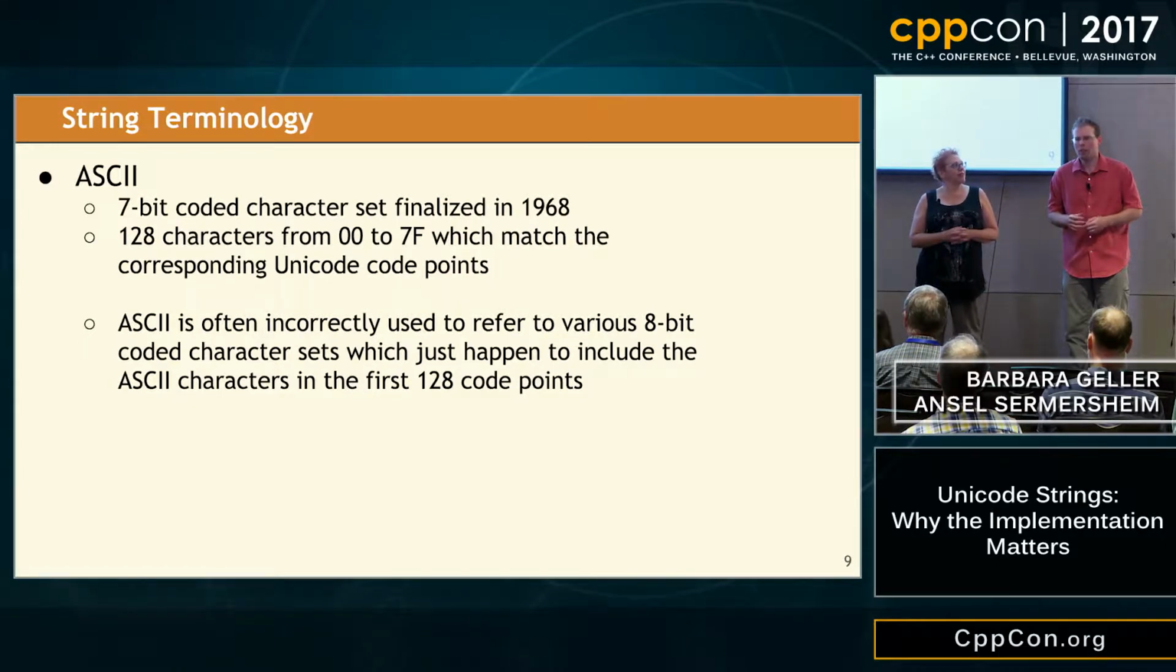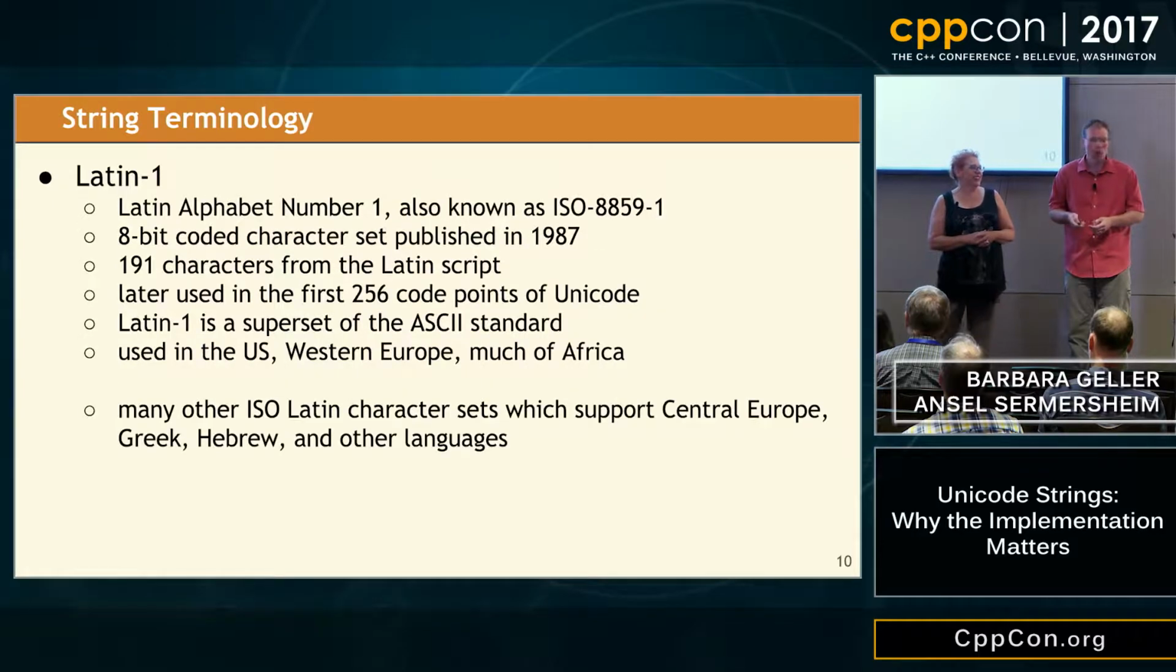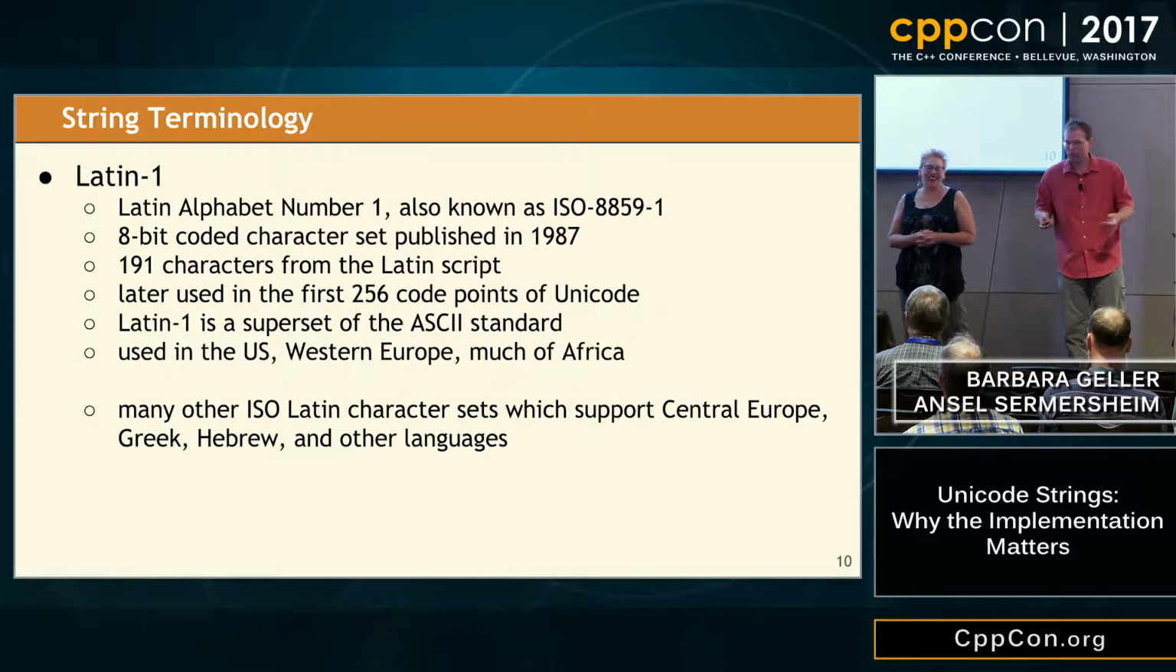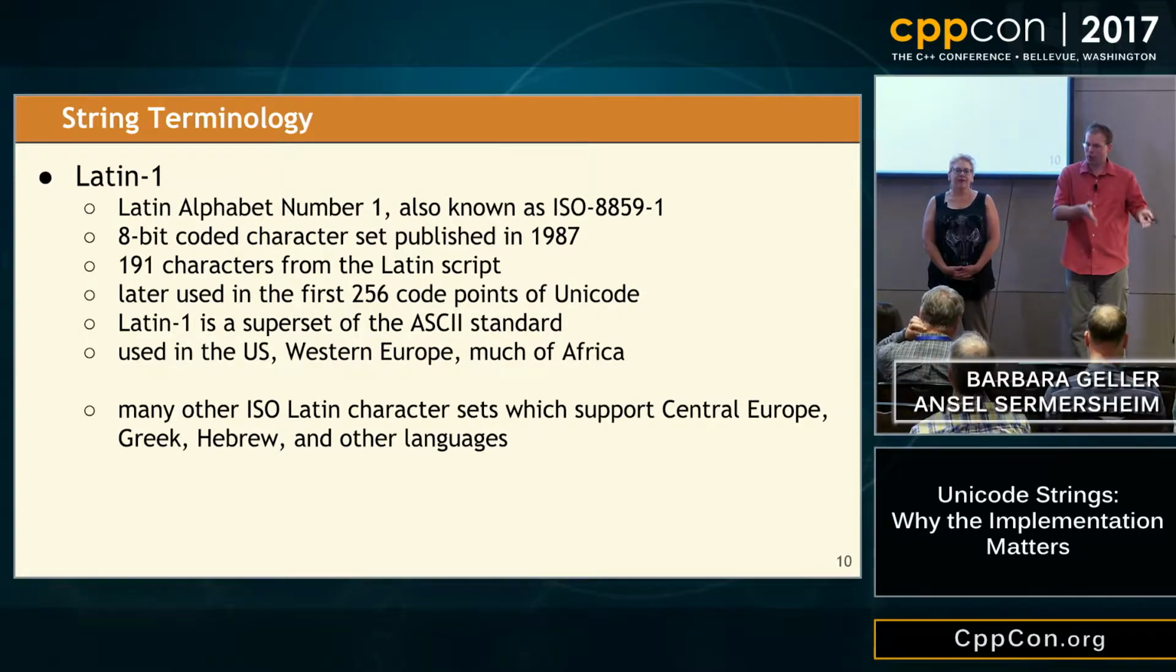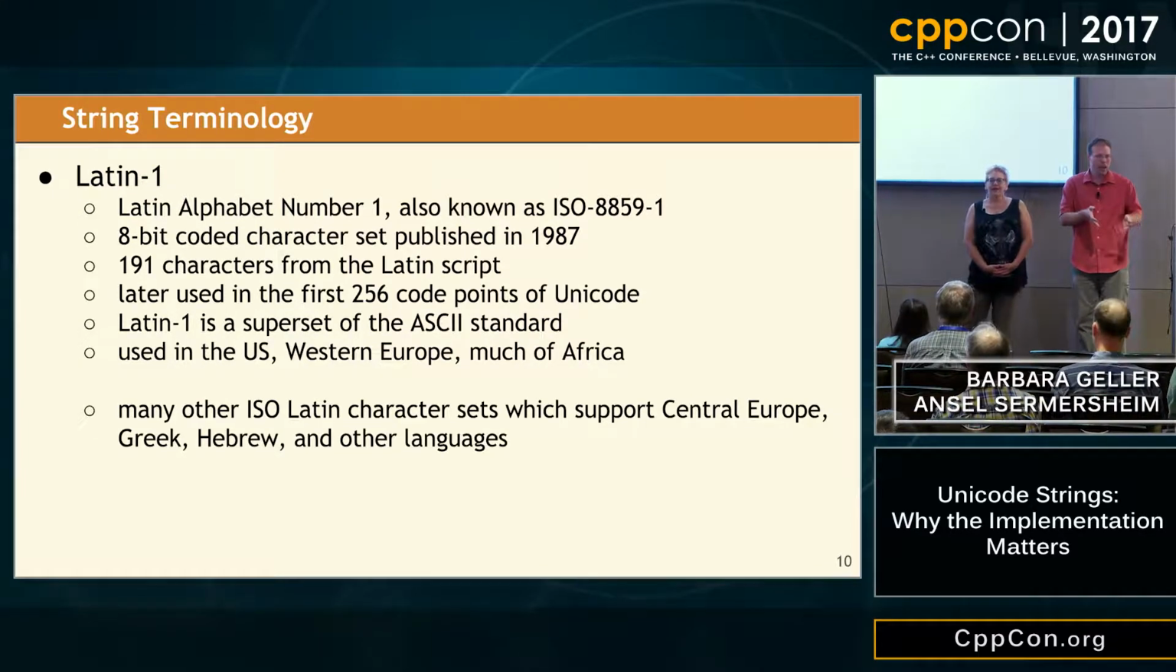So if you ever find yourself saying, well, that's just 8-bit ASCII, stop. That's not true. ASCII is 7-bit. If it involves 8 bits, it's some other character set. For example, it might be Latin 1, otherwise known as ISO 8859-1, very common in many parts of the world. It's an 8-bit coded character set. It includes ASCII as the first half of the code points, but it adds additional ones to support non-English, still Latin scripts. It's a superset of ASCII, so many people use the terms interchangeably.